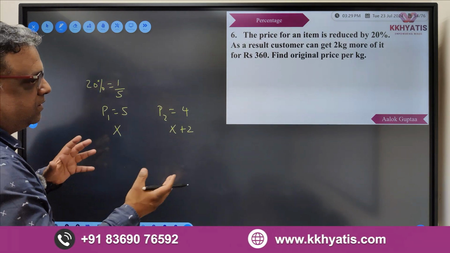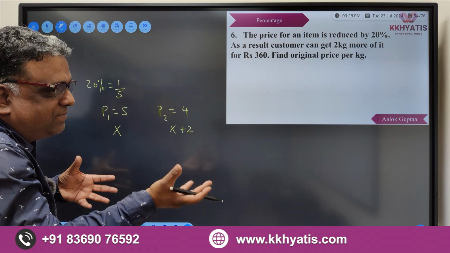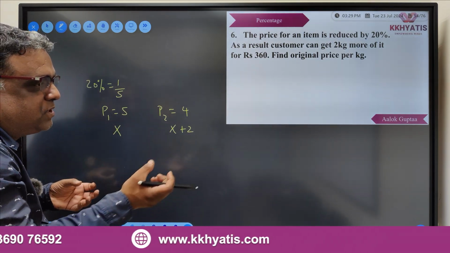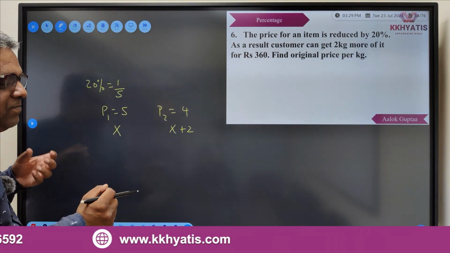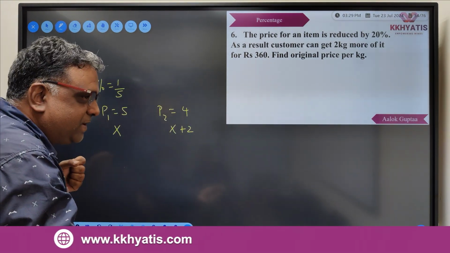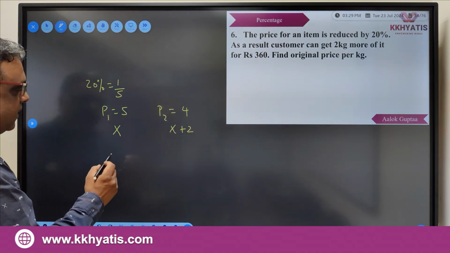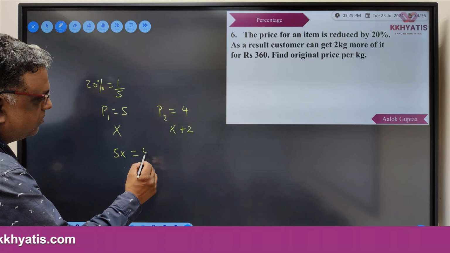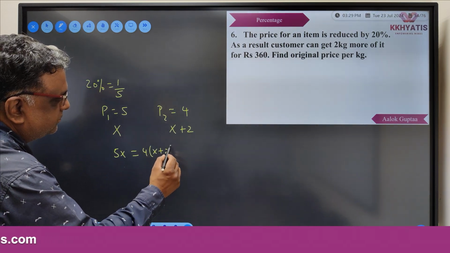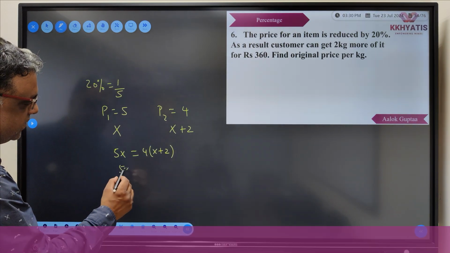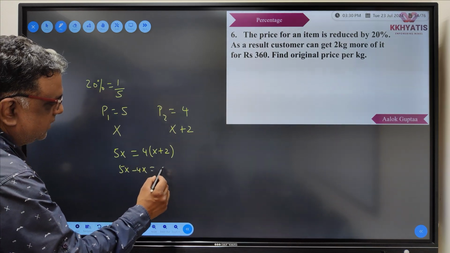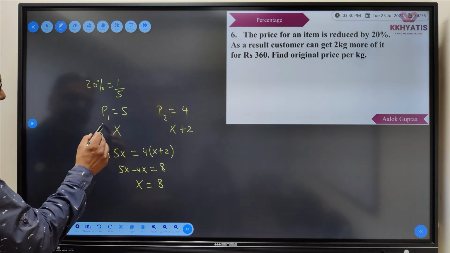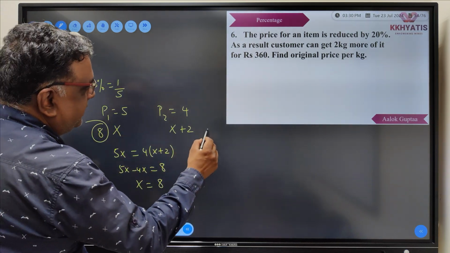And now his expense is still remaining the same, right? Because he is getting 2 kg more from the money that was reduced. Meaning whatever he was spending earlier, he is still spending the same, only he is getting 2 kg more. Which means 5x, which was his earlier expense, should be equal to the new expense. Correct? So 5x minus 4x equals 8. So x equals 8, which means earlier he must be buying 8 kgs and now he's buying 10 kgs.